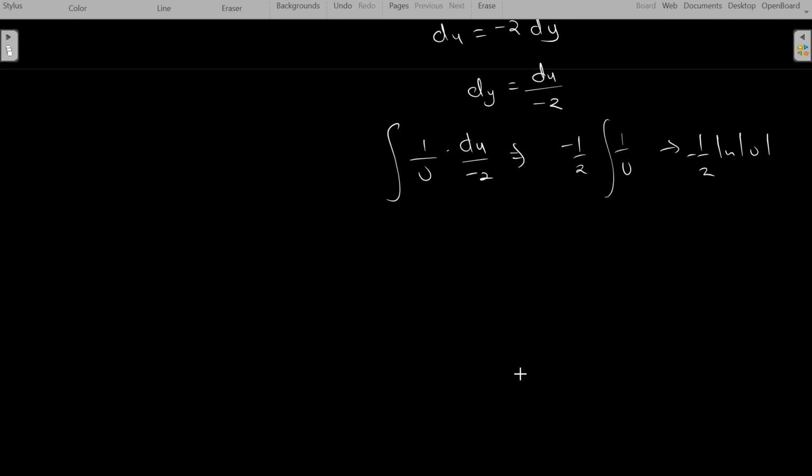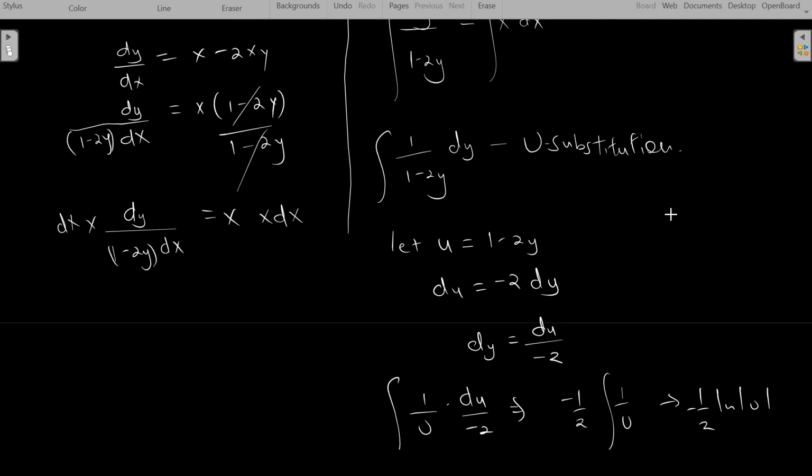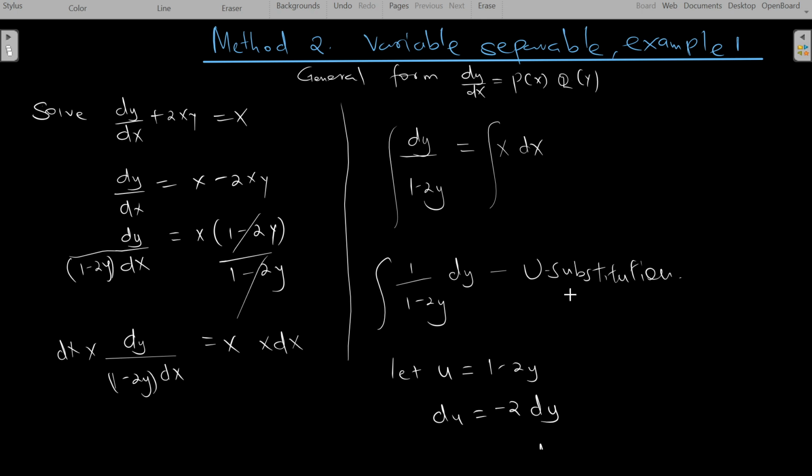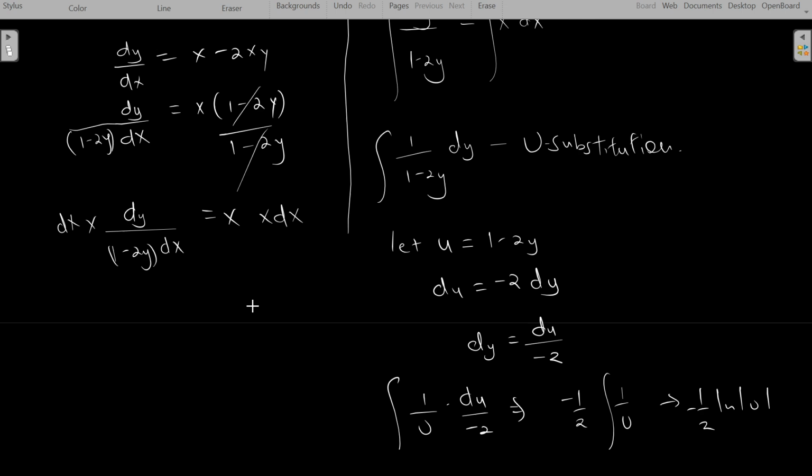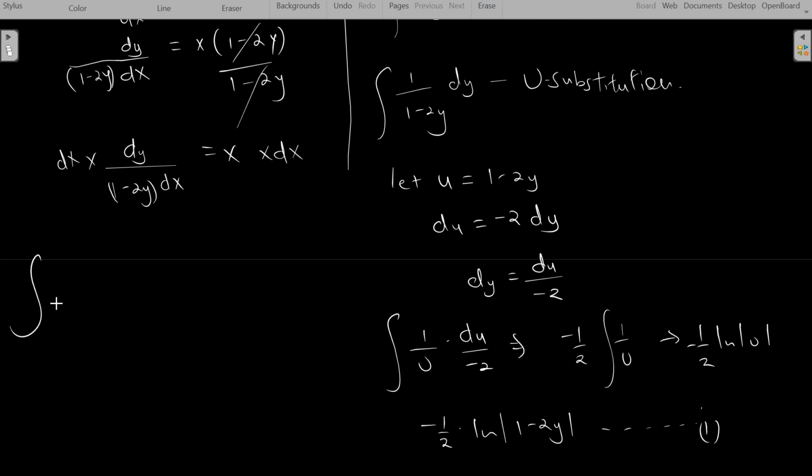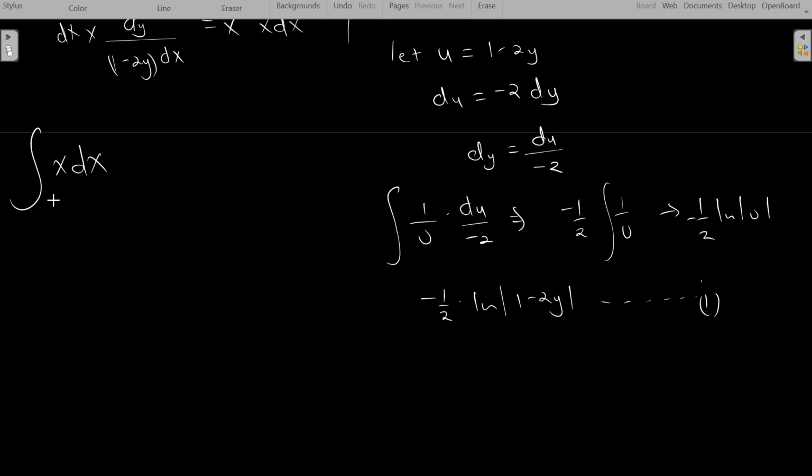Now if we combine all these, it's negative a half multiplied by the ln of u. What's u? 1 minus 2y, plus a constant c. So this is our first solution, but we want to add the constant of integration. Now let's integrate this other side, x dx. What will be our answer? If we integrate this, it's just x squared upon 2. Then we add our constant of integration.